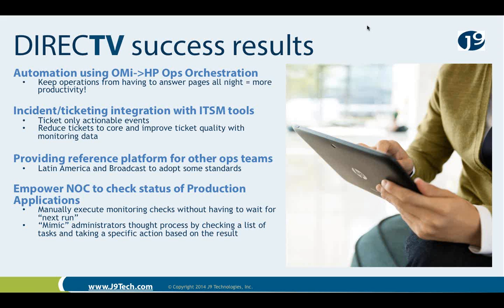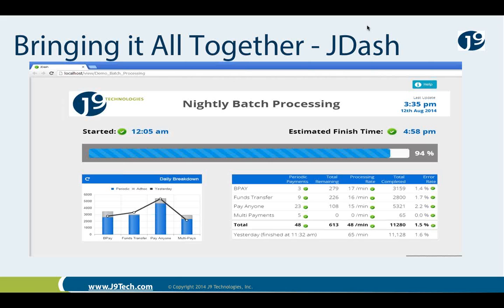So rather than having these alert storms, by using OMI and doing some of the stream-based and other correlation, they're able to reduce the core number of events, and then for the ones that are actionable, be able to ticket if there's not an immediate or understood orchestration or runbook. And then as they moved along, they've been able to provide more of a reference platform to other groups. And the biggest thing is really empowering the NOC to understand production applications and understand before there's problems.